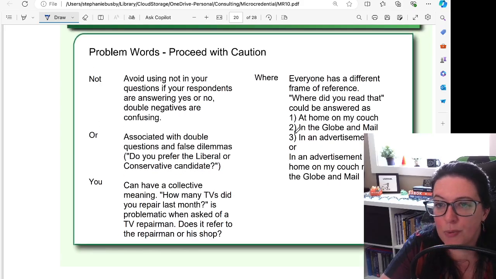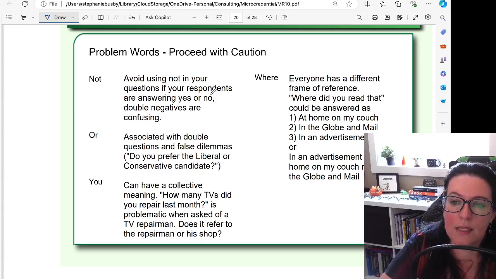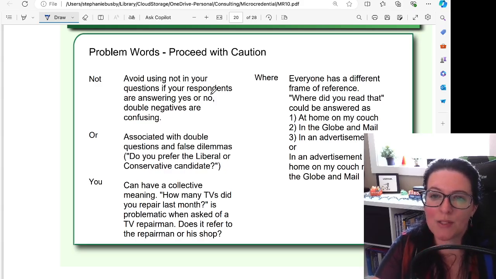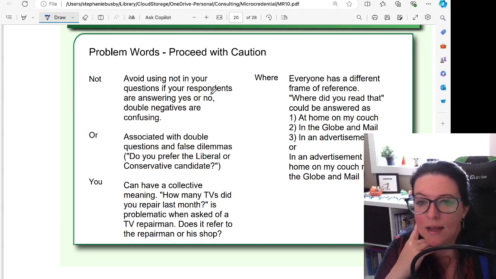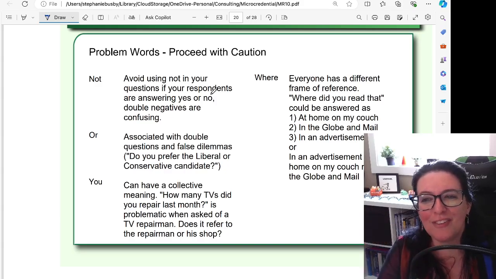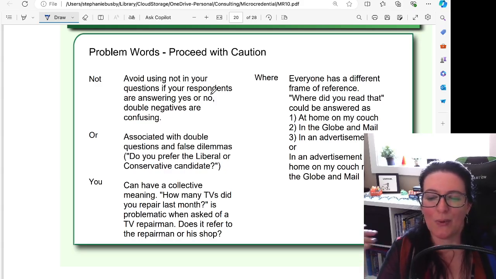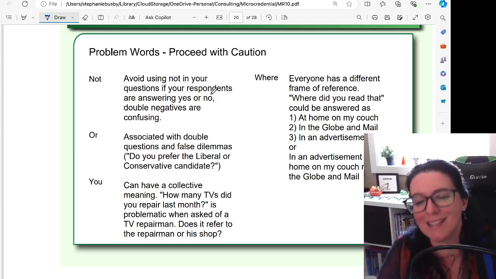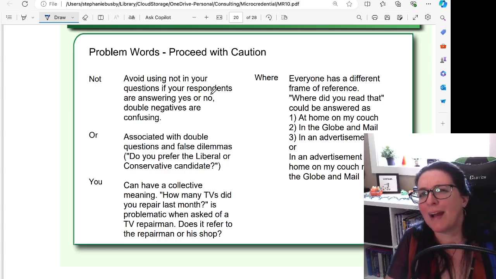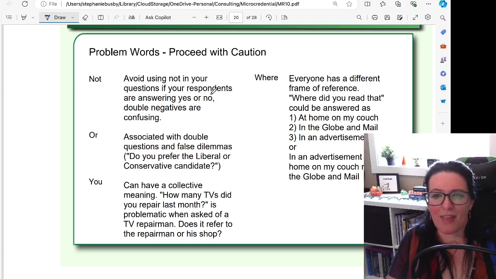Other words to proceed with caution, not. It can be confusing when we ask questions where it's a double negative. We create confusion, so when you ask if someone agrees or doesn't agree with not doing something, then that's confusing. What am I actually agreeing or disagreeing with? So remove the not and then see if they agree or disagree.